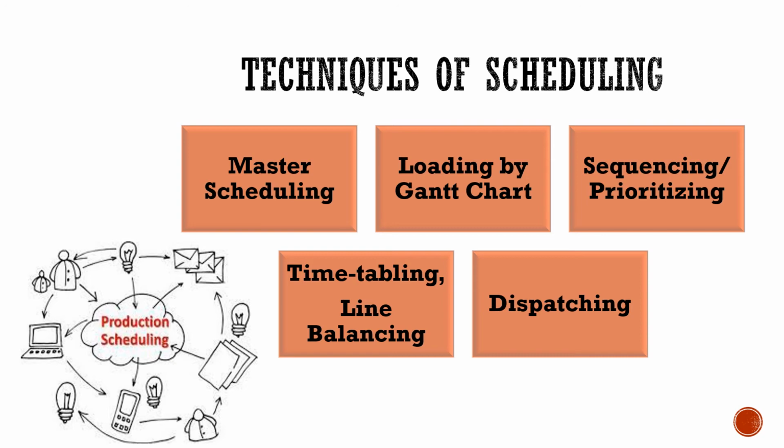Then timetabling and line balancing. As you know, every workstation has a worker, and they are given some specific time and some specific work they have to complete within that time on the shop floor. Who is going to follow whom is considered here, and then we decide a particular sequence, and then we measure the time. That is called timetabling or line balancing.